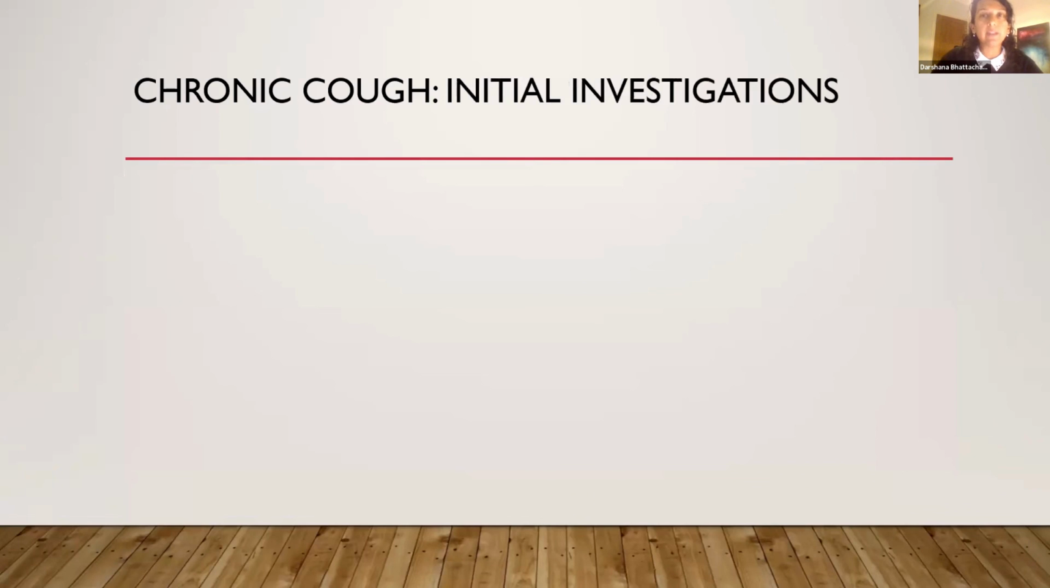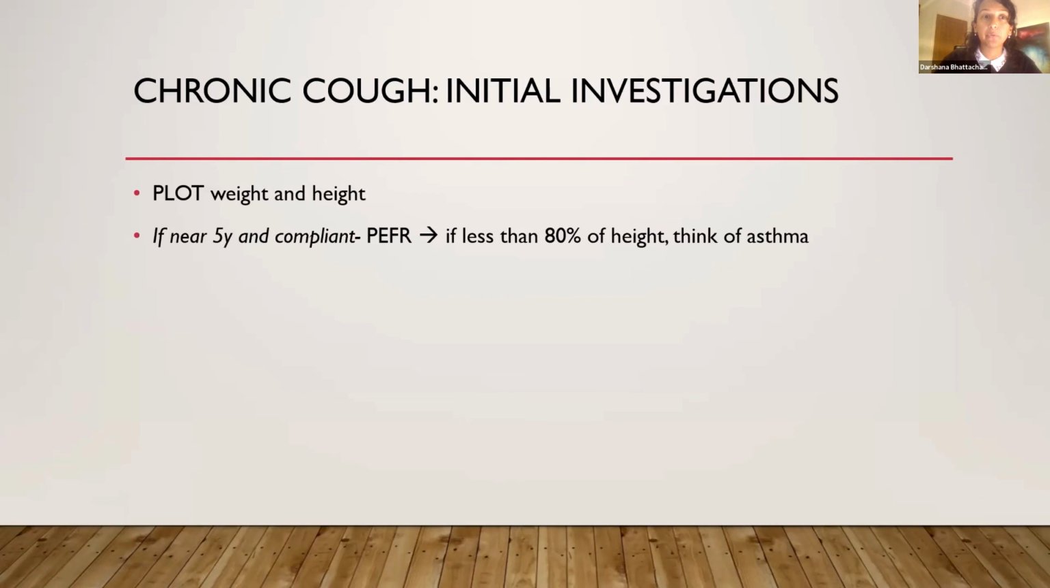So initial investigations. If you're not in the hospital, this is not really an investigation, but really all children, you should try and plot their weight and their height to make sure that they're thriving and growing. If there is a worrying pathological process going on, then you will see that that's definitely affecting their growth. If the child is close to 5 years of age and they're compliant, you can try to do a peak expiratory flow rate. And if it's less than 80% of their height, think of an evolving asthma type picture.